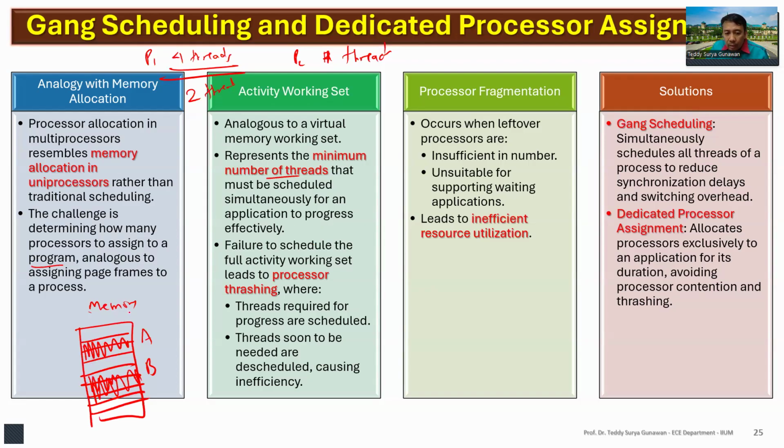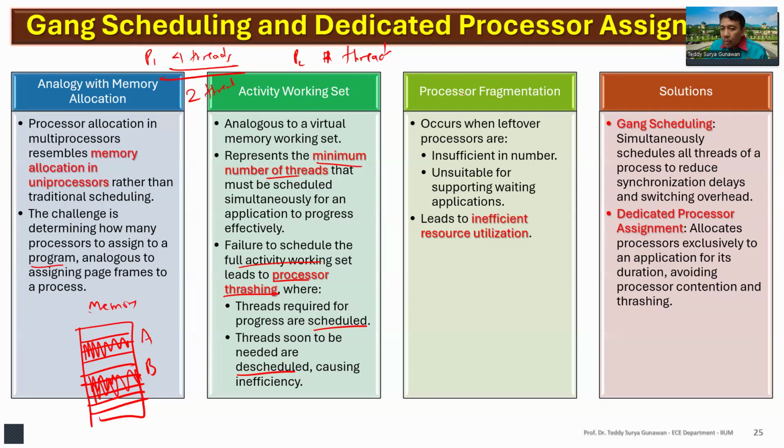So this is similar to memory allocation. You need to set the minimum number of threads, and failure to schedule the full actively working set leads to processor thrashing. It means you actually need 3 threads to run, but you only load 2. So you only run 2, and there's thrashing. It keeps repeating: should I run? Can I run? You cannot, and it loads again, and so on. It will be scheduled, descheduled, scheduled, descheduled.